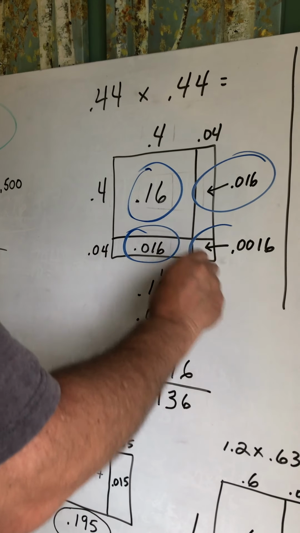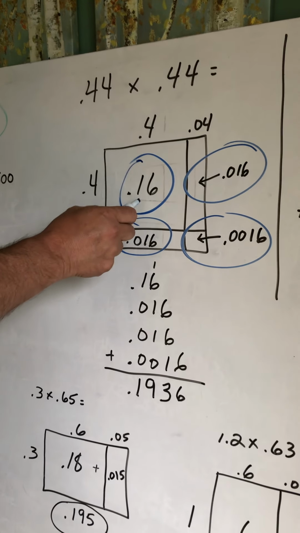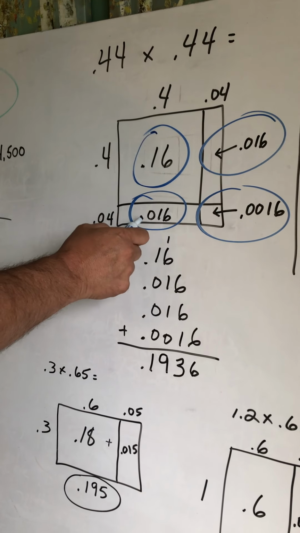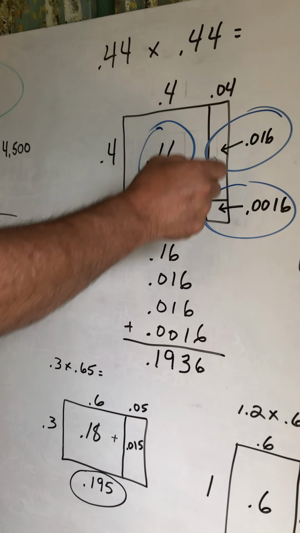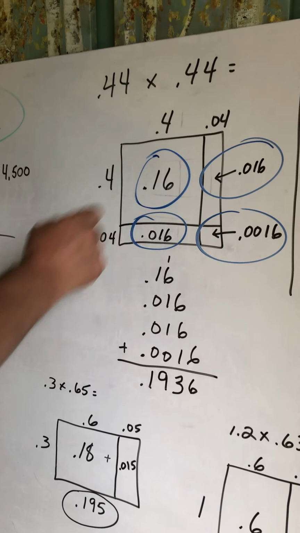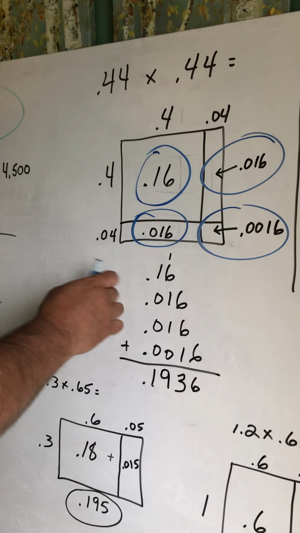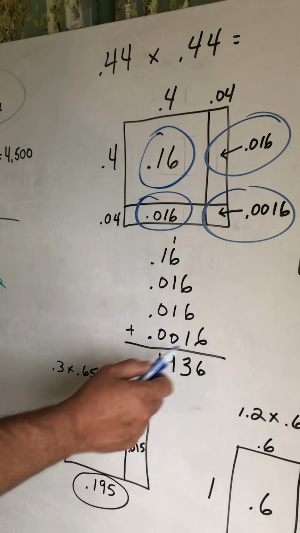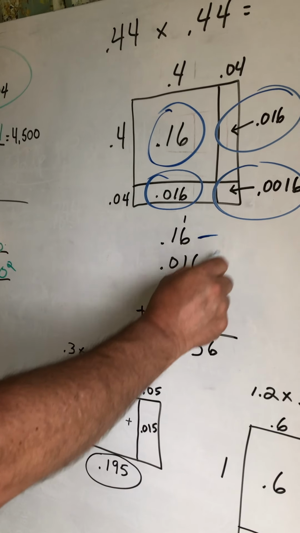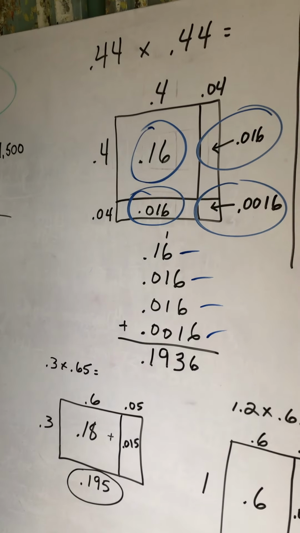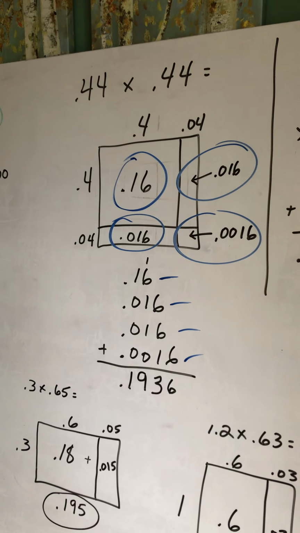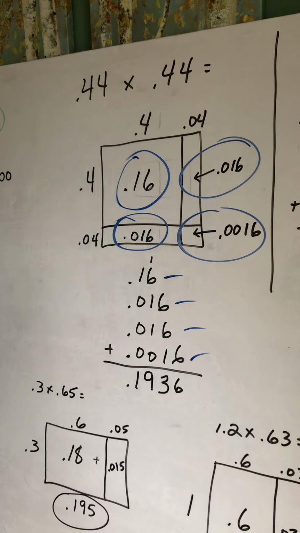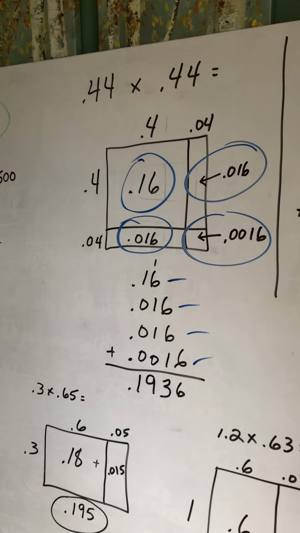Here's all your partial products after you did 0.4 times 0.4, 0.16. 0.04 times 0.4 is 0.016, same with this one, okay? Because they're the same thing. And then the real small one is 0.04 times 0.04, which is 0.0016. And then when you add those up, here's all your partial products. Add them up, and 0.44 times 0.44 is 0.1936, okay? So that's how you do that.